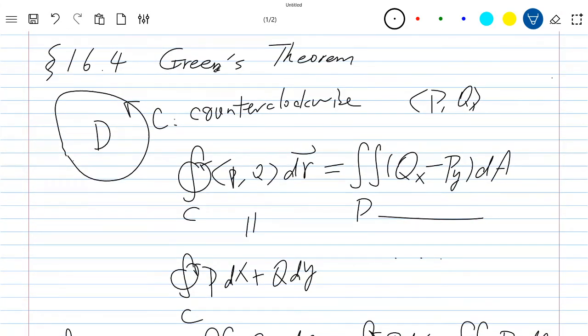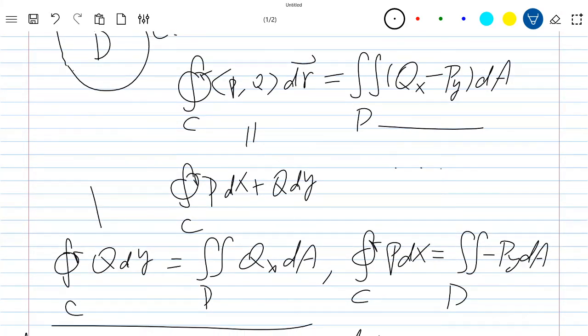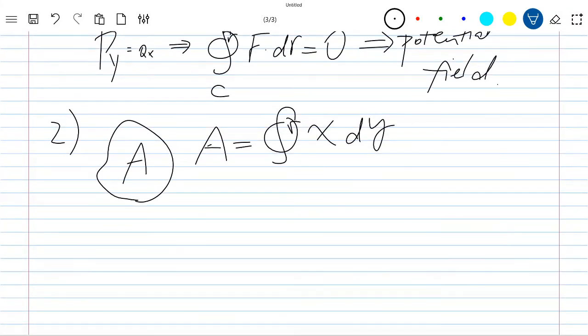If you plug in Q equals x, then you get the left hand side. And what's the right hand side? Q_x equals 1. So that's the area. So x dy integrated gives you area, right? And similarly, if you plug in y for P, what do you get? You get a negative area on the right hand side. So you get y dx with a negative integral. Negative. Like that.